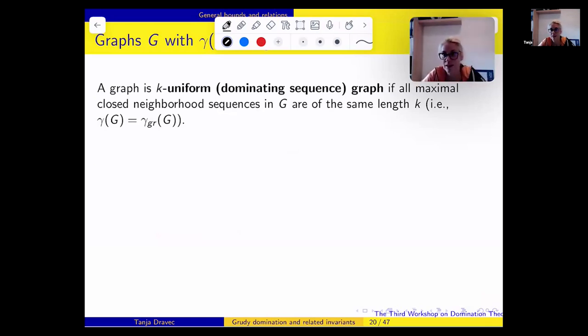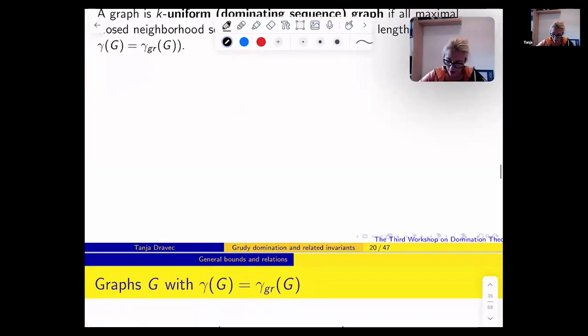This means that a graph is K-uniform if the domination number equals the Grundy domination number. For example, K-uniform graphs are contained in well-dominated graphs. If we check this dominating sequence chain that was already considered today, then the Grundy domination number is the largest number in this chain.